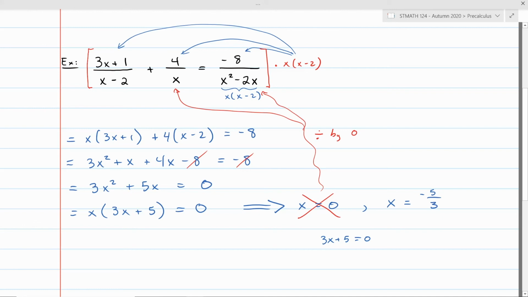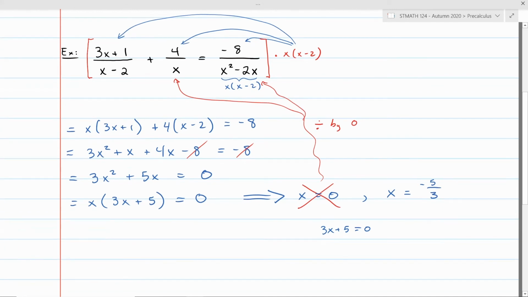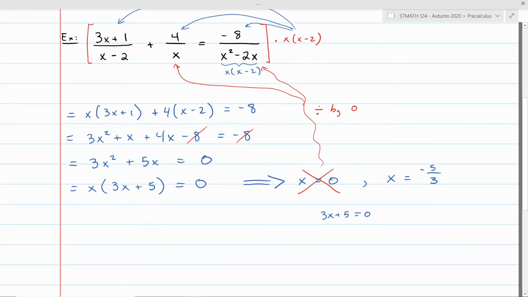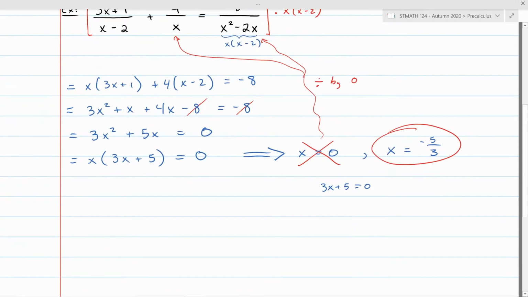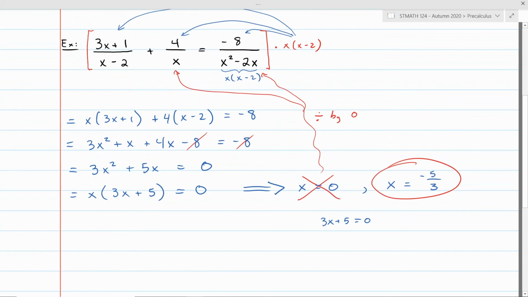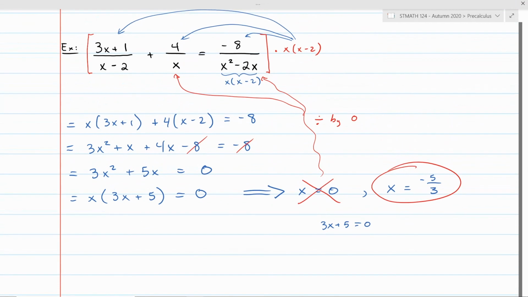So it's always a good idea when you're doing this method that you plug your solutions into the original expression and see if it actually works. And you can check that if you plug in x equals negative 5/3, it is a solution. So that's a solution there. All right. So anyway, the idea is multiply by something to clear all the fractions out.